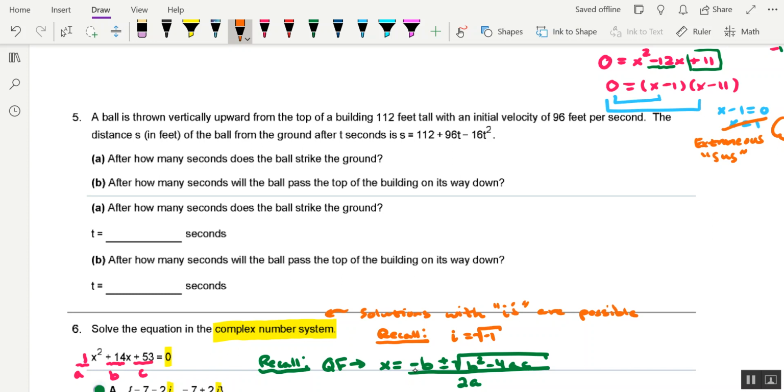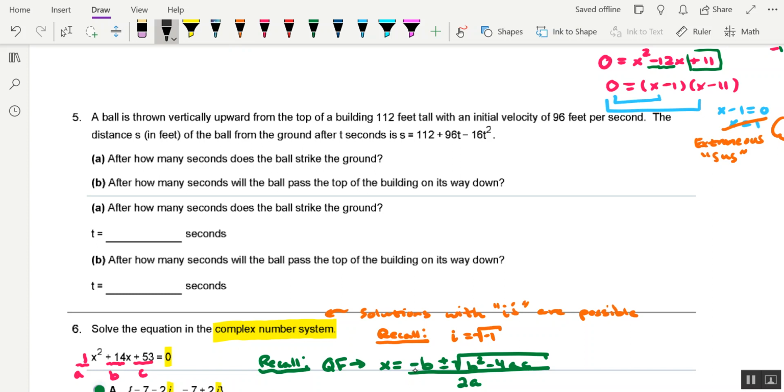A ball is thrown vertically upward from the top of a building 112 feet tall with an initial velocity of 96 feet per second. The distance s in feet of the ball from the ground after t seconds is s equals 112 plus 96t minus 16t squared.